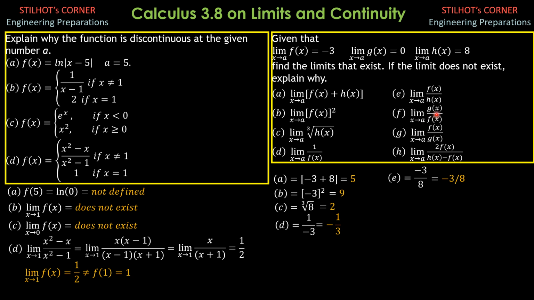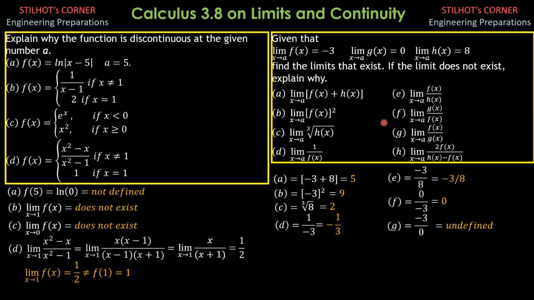Letter F, limit of g of x over f of x is equal to 0 over negative 3, and 0 over negative 3 is 0, so it exists. Letter G, limit of f of x over g of x is negative 3 over 0, and remember division by 0 is not defined, so this is not defined. The limit does not exist, because it is undefined.